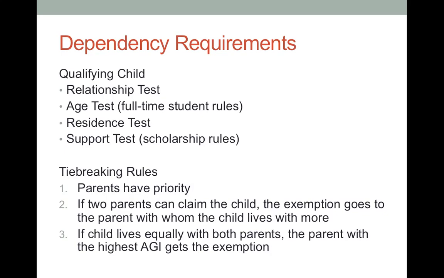If 2 parents can claim the child, so maybe parents got divorced late in the year and both parents can claim that child, who gets the exemption? The exemption is going to go to the parent with whom the child lives the most, okay? So if the kid is spending weeks with mom and weekends with dad, mom gets the exemption because the child is with mom more, okay? So that's the tie-breaking rule. If both mom and dad can claim the child, it's where the child lives most of the time. If the child lives equally with both parents, okay, 50-50, then the deduction goes to the parent with the highest AGI.